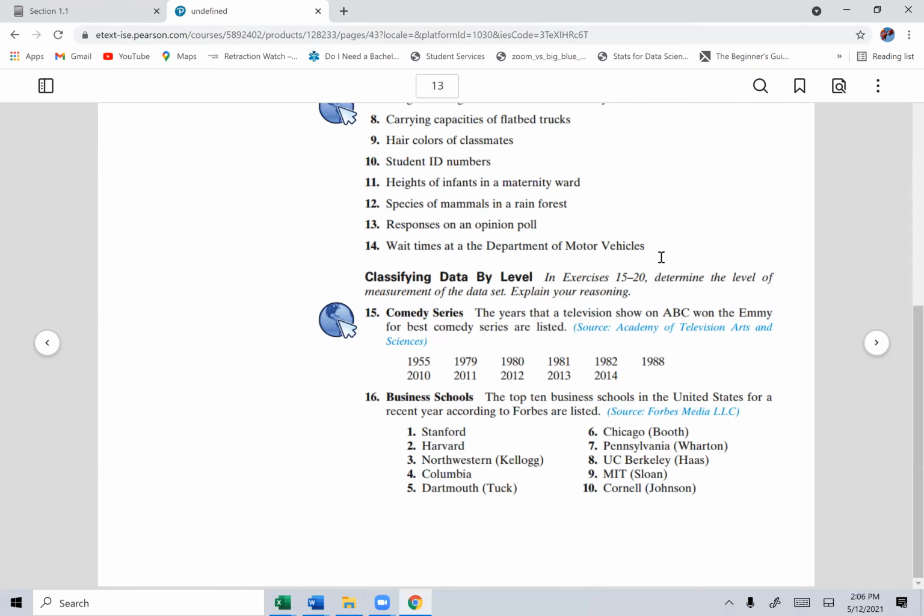All right, determine the level of measurement now. Okay, 15. So we have nominal, ordinal, interval, and ratio. What do you think 15 falls under? The years that the television show on ABC won the Emmy for best comedy series are listed. These are years. Interval. We decided years is interval, guys.